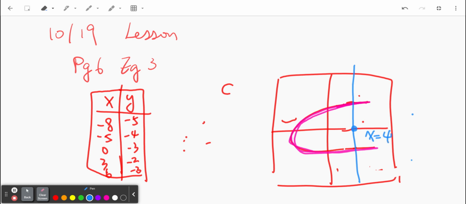But how many y does x equals 4 have? Two. I'm going to use the green one. So this is the y, let's say y equals 6, and this is also y, let's say y equals -6. So with this function, when you draw the vertical line, you have 1 x, but you have 2 y. So the x is used more than once, right? So is it a function or not? No, it's not a function.